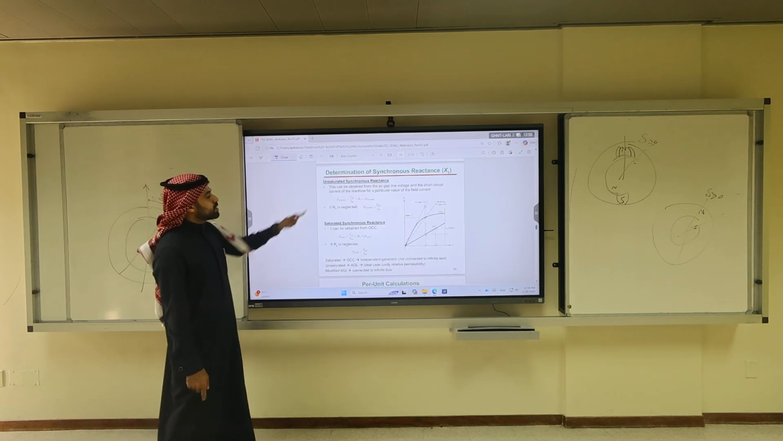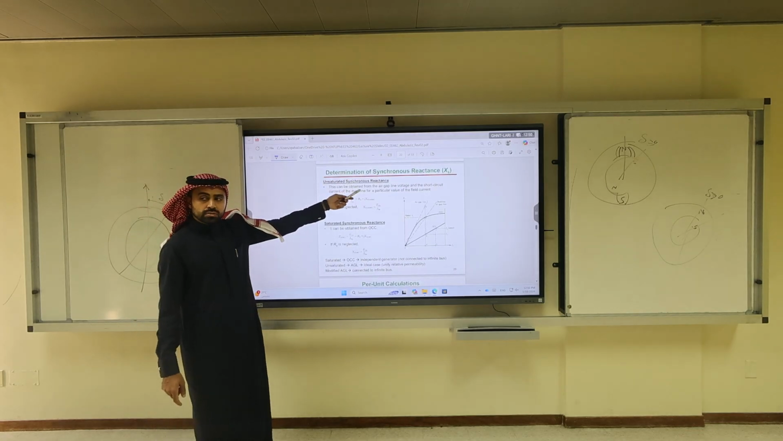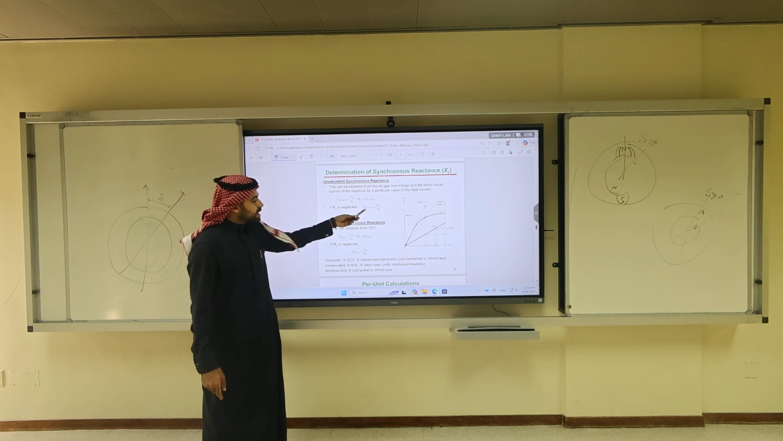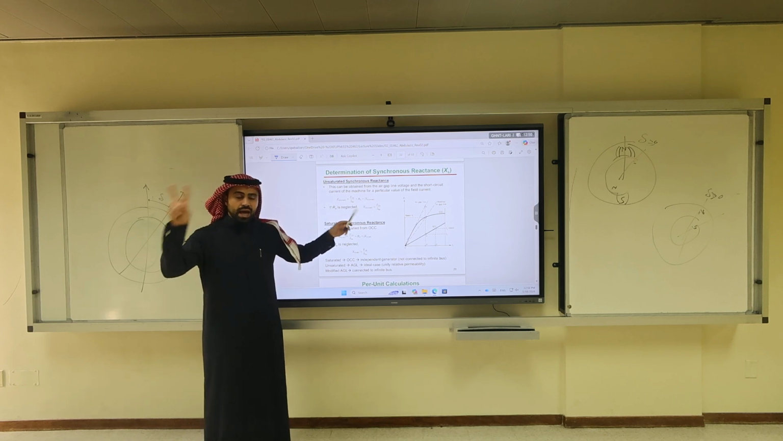You have to decide: are you in the unsaturated mode? Do you want to get the reactance that is not saturated? We have 2 reactances. One is saturated.